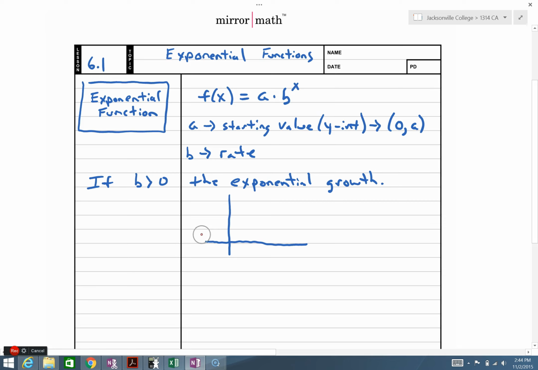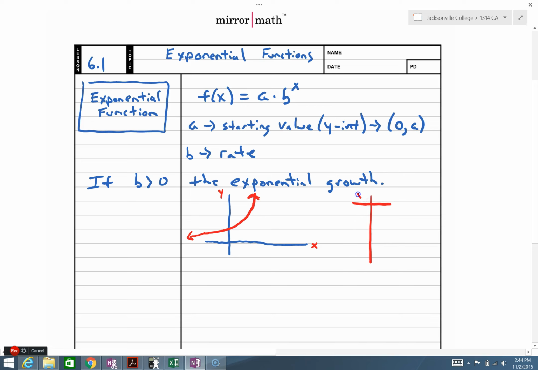What that's going to look like is a curve that is moving upward as we increase x, this being our x, this being our y. In this direction, it's going to get closer and closer to our x-axis but never touch. We say it approaches asymptotically. It gets closer and closer and closer but never gets there. That is exponential growth.